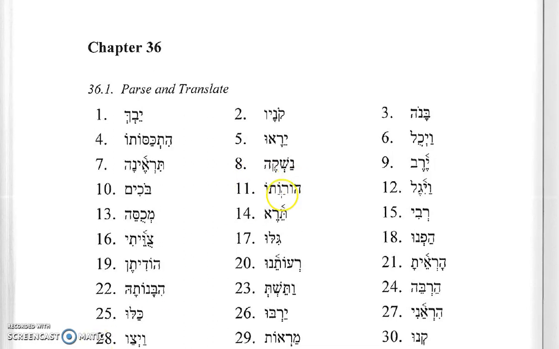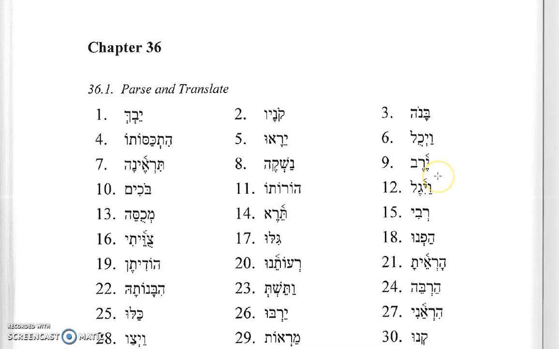And number 8, nashke. First thing we need to try to do is pick out the root. It looks like it's going to be sheen, kaf, hey, which in the hiphil means to give drink to water. And the noon will be the noon of the preformative, and the patah is the vowel that goes with the hiphil. So this is a hiphil imperfect first common plural. It could also be jussive, as it turns out, since you can't tell the difference with the third hey types. So it either means we will give drink, or let us give drink.